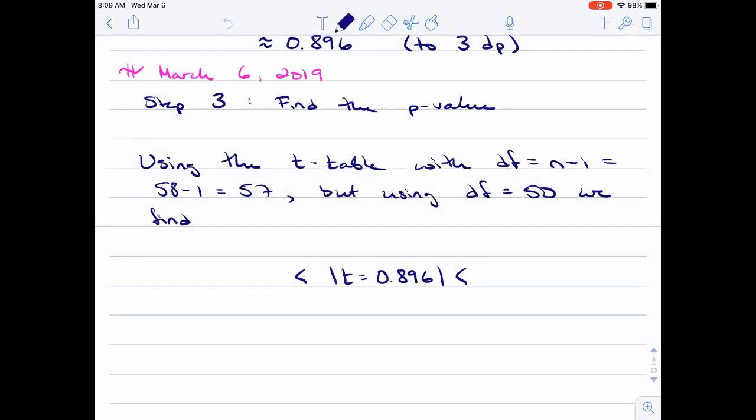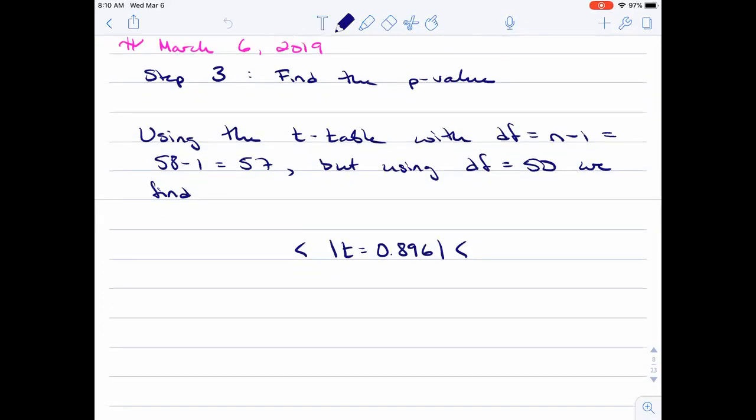In the center, I write out my calculated t in absolute value, with straight vertical lines around it, which just says if you have a negative value, you drop the sign, because the table only has positive values. So we found that our calculated t is between 0.849 and 1.047.